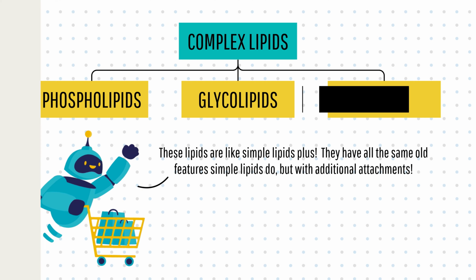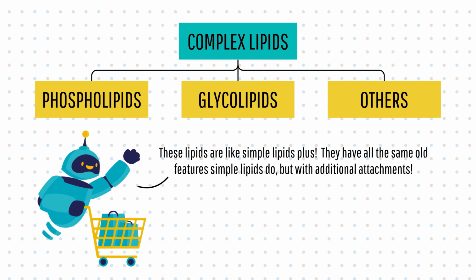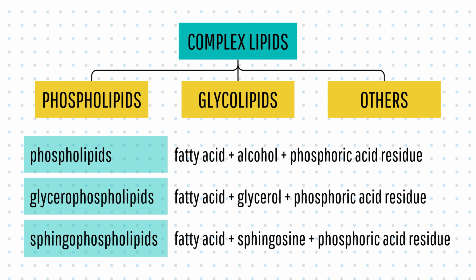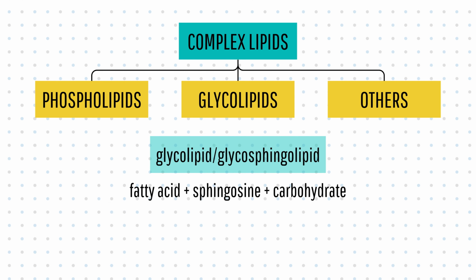Next, we have complex lipids, the overachievers of the lipid family, packing in extra groups along with fatty acids and alcohol. Complex lipids include phospholipids, glycolipids, and other types of lipids. Phospholipids contain fatty acids, alcohol, and a phosphoric acid residue. In glycerol phospholipids, the alcohol is glycerol, while in sphingolipids, the alcohol is sphingosine. Glycolipids or glycosphingolipids contain a fatty acid, sphingosine, and a carbohydrate. They're the sweet ones in the lipid family.